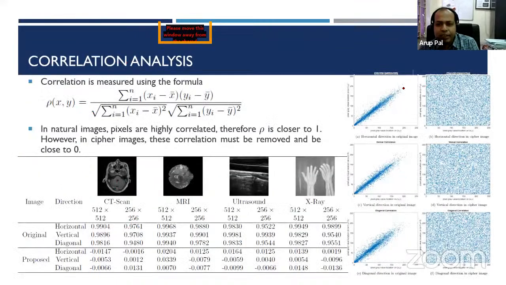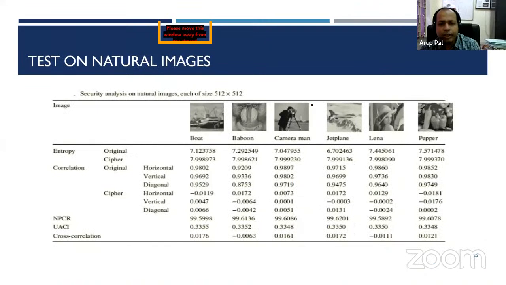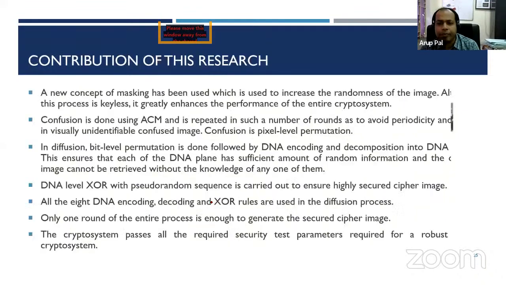Now the correlation images. If you take the original image, the pixel correlation looks like this. But if you take the cipher image, here the correlation values are scattered throughout the region. So that means the correlation is destroyed, and if the correlation is close to 0, that means it is highly secure in this particular process. And we also tested our algorithm on natural images, and we achieved effective results, comparable to all the existing literature work.